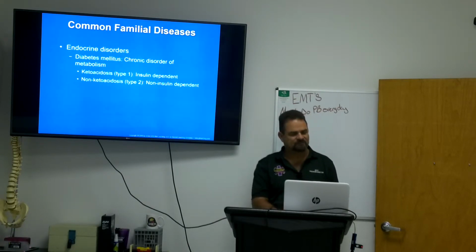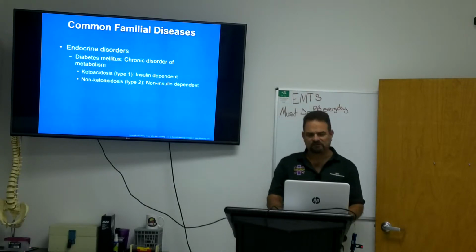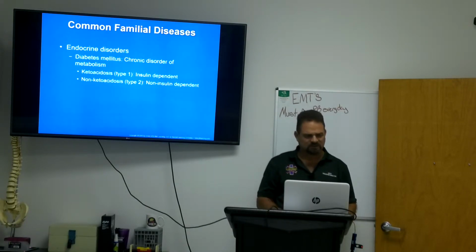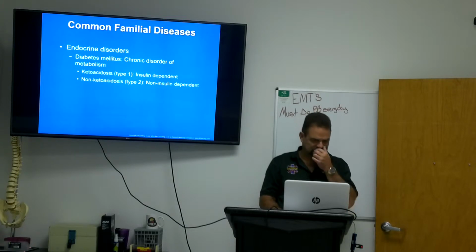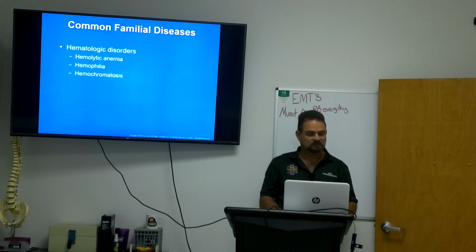Endocrine disorders. Diabetes mellitus is a chronic disorder of metabolism. You have ketoacidosis, which is type 1. This is your insulin-dependent patient. And then non-ketoacidosis, which is your type 2, which is your non-insulin dependent patient.